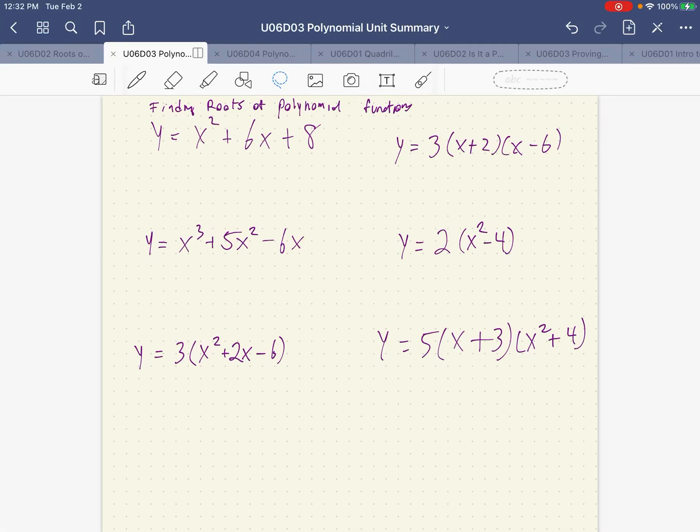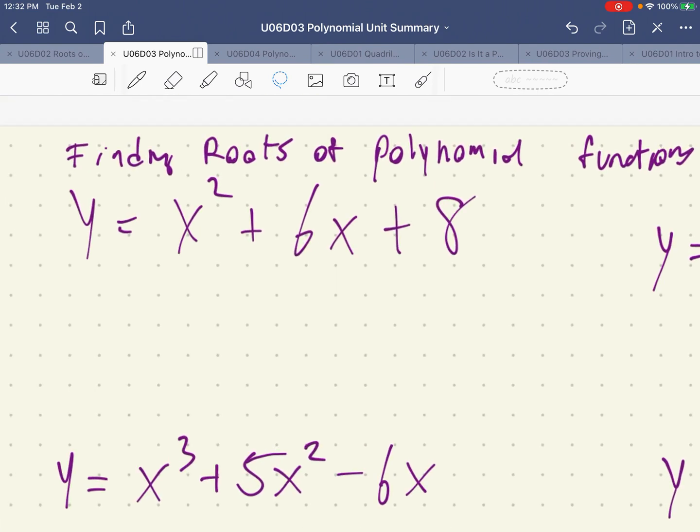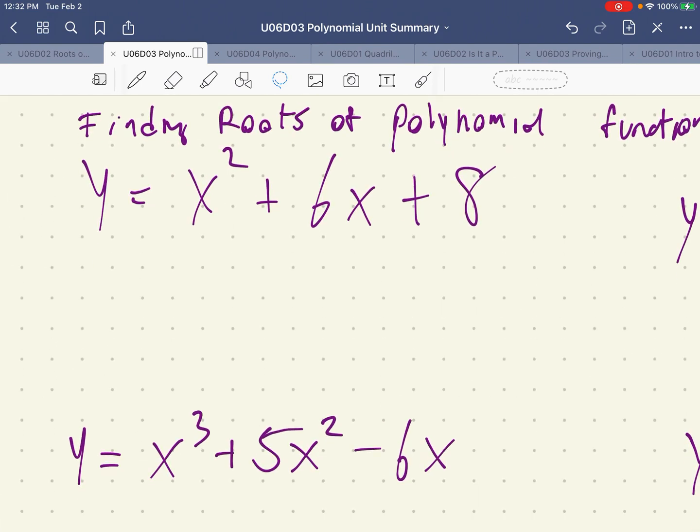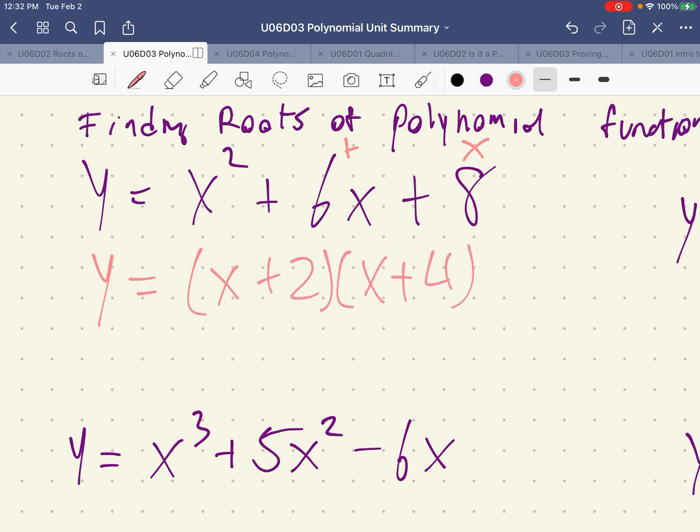So a big part of tomorrow's assignment is going to involve us finding the roots of different polynomial functions, so I just wanted to remind you how to do that. Firstly, there's factoring, so we're going to take a look at this example here. We are going to factor, so we're looking for two numbers that multiply to be 8 but add up to be 6, so that should be y equals x plus 2 and x plus 4.